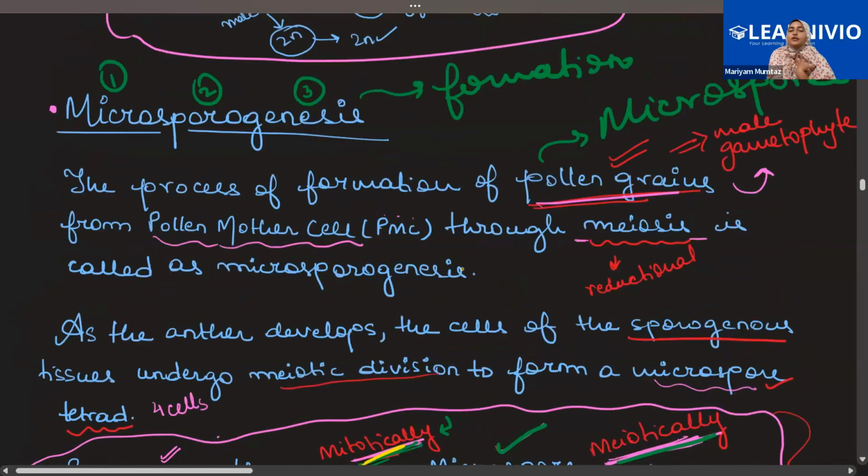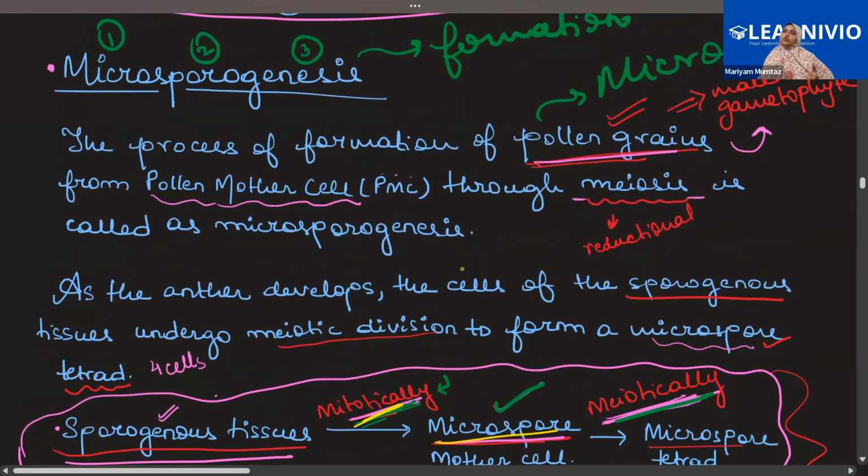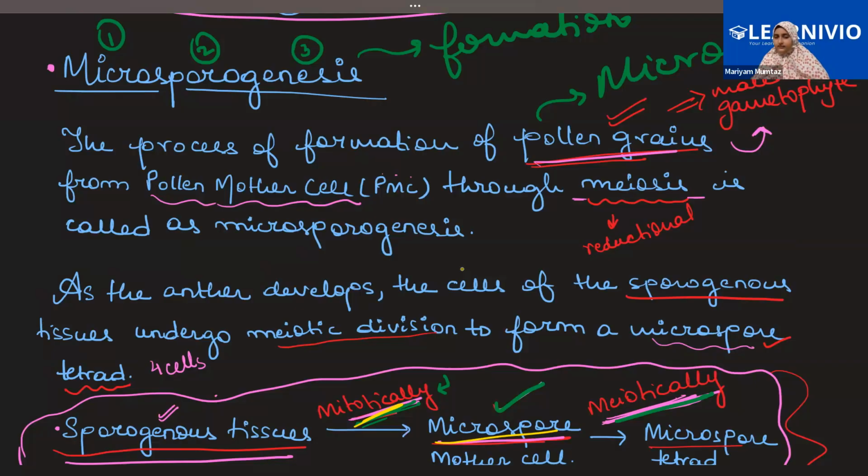Correct. Very good. Okay. Now tell me, when I want to store the pollen, what is that method called? Cryopreservation. In which chemical do I do this? Liquid nitrogen. And at which temperature? Minus 196 degrees Celsius. Okay, very nice.